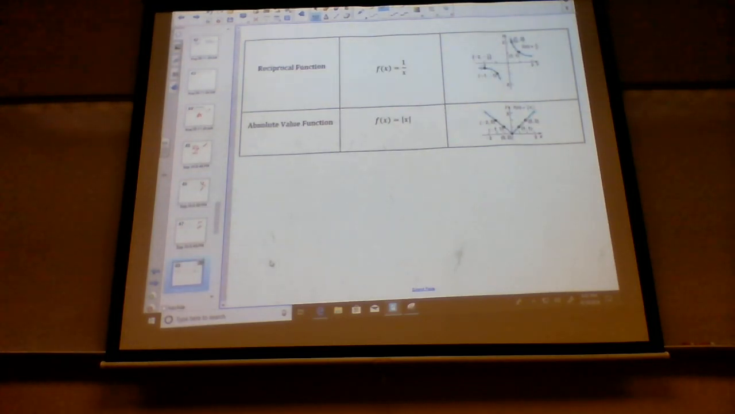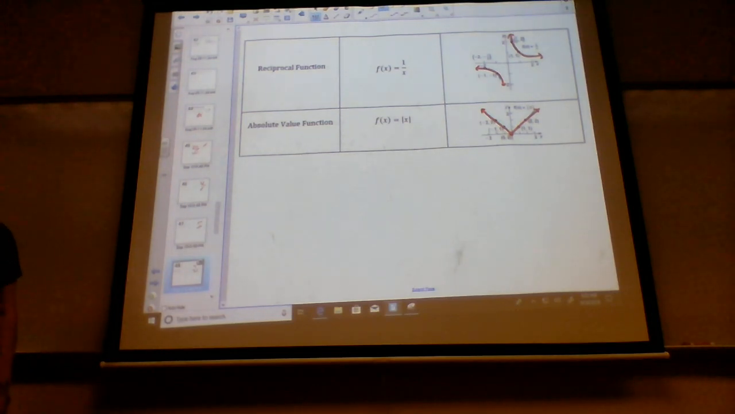The reciprocal function is f of x equals 1 over x, and it looks like this. It has a piece going this way and a piece going this way. And the absolute value function looks like a V, and the original absolute value of x is centered at 0, 0. Again, I have several key points for you to know about that absolute value function. So there's all your functions, the library of functions you need to have memorized.